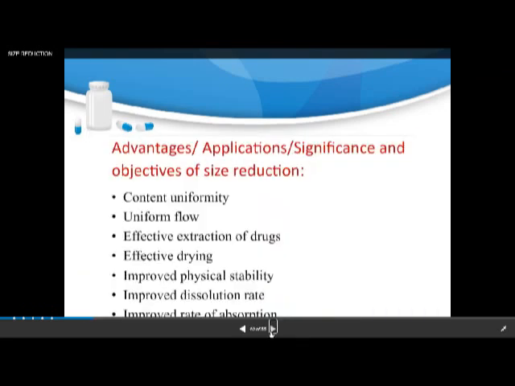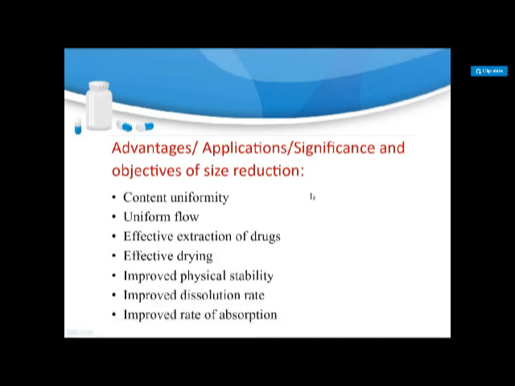Now, what are the advantages of size reduction? The first advantage is content uniformity. When you get the product, it will be a uniform one, and you will get a uniform flow of that material, as all the particles are of the same particle size range, so you will get a uniform flow.